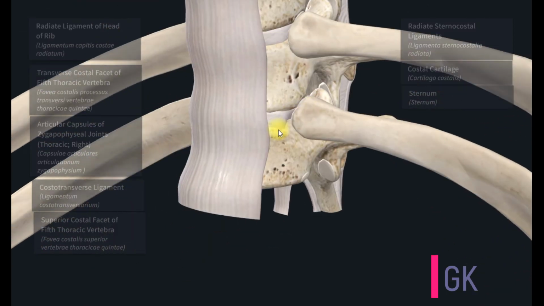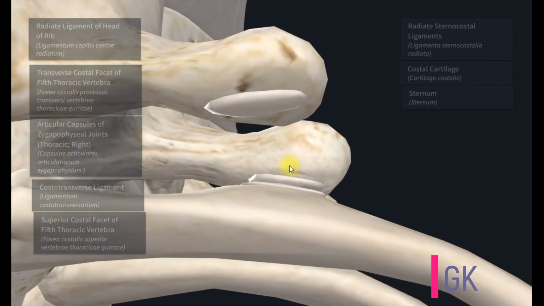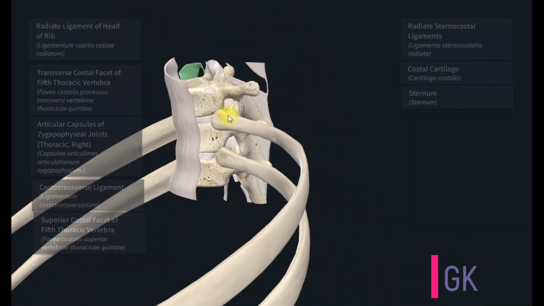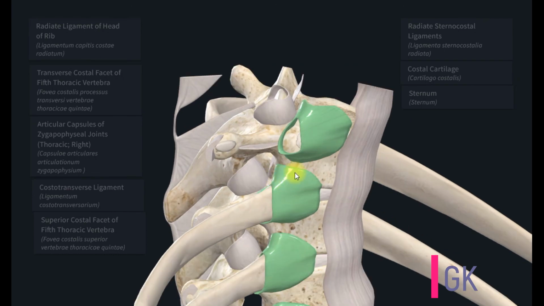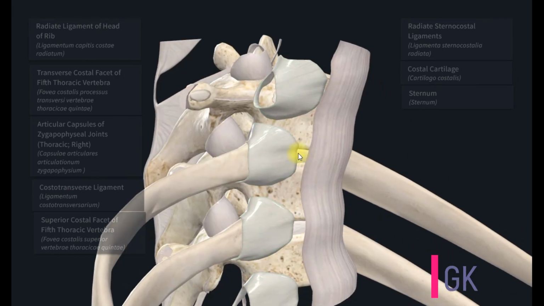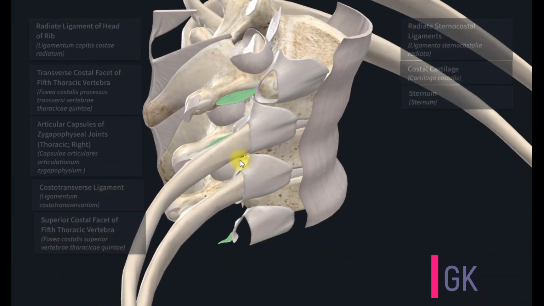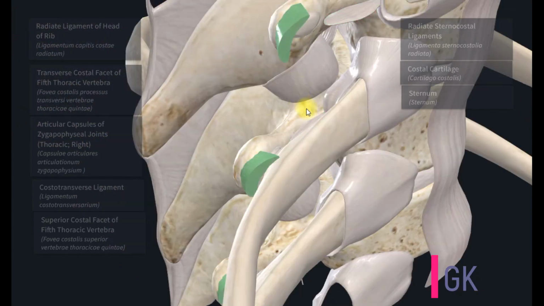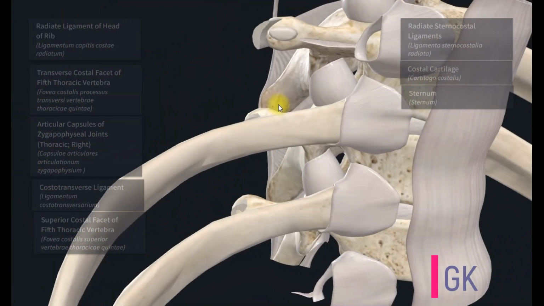The second joint is articulatio costotransversalis. This joint is simple, not complex, combined, a plane joint. And the ligaments which make it stronger: first, the radiate ligament, which fuses in a large complex with the capsule of this joint. Second is the costotransverse ligament between the transverse process and rib. Next is the lateral costotransverse ligament between the transverse process and the tubercle of the rib.